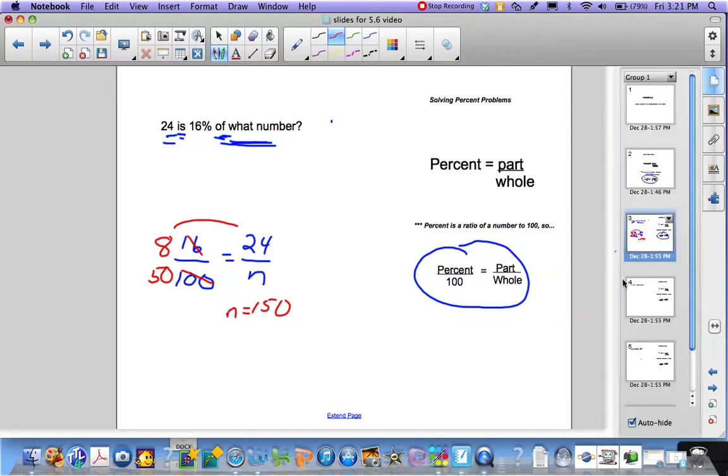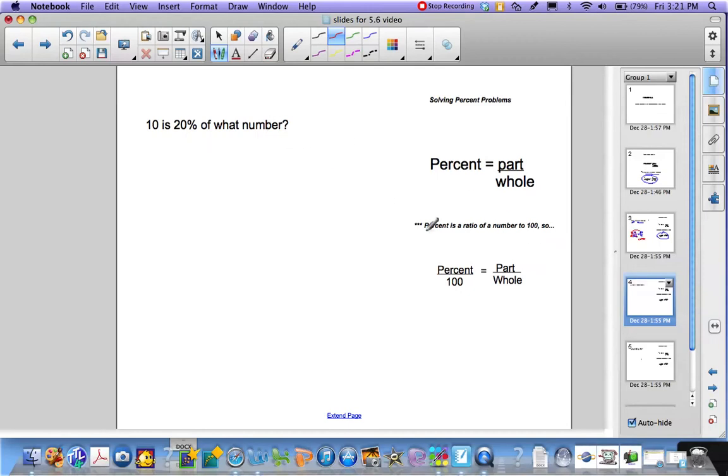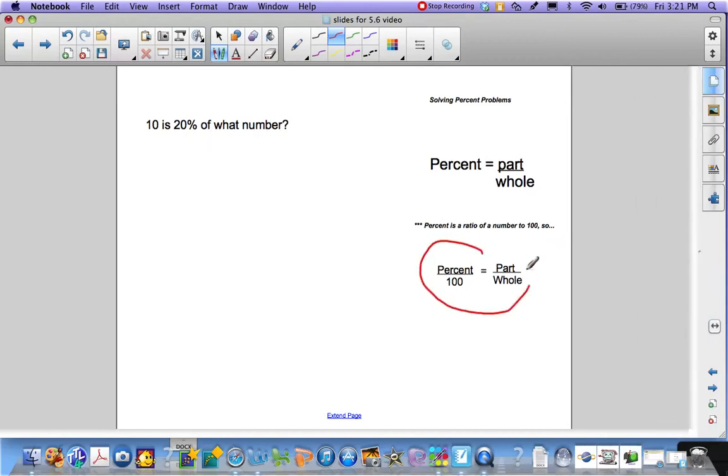Okay, let's look at another one. 10 is 20% of what number? Again, I'm going to use this proportion: percent over 100 equals part over the whole. I'm always going to look first to see if there's a percent. If there is, I'm going to put it over 100 because percent is a ratio of a number to 100.